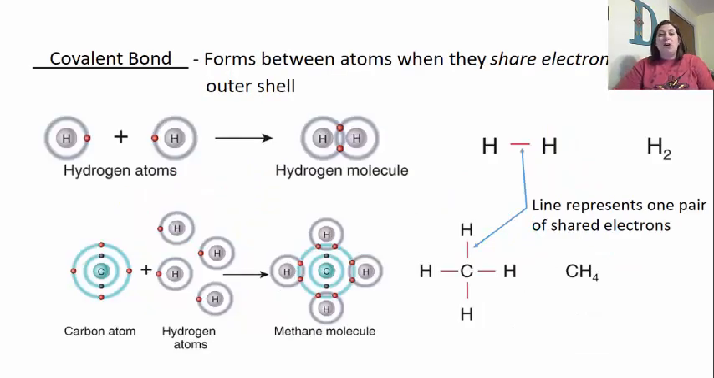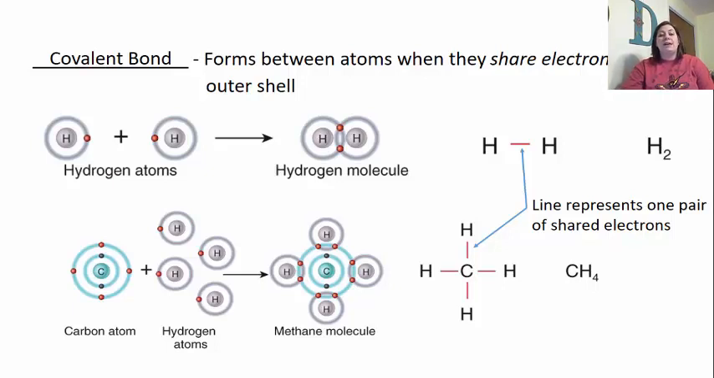On the other hand, covalent bonds are where they don't want to give their electrons away completely. What they want to do is share with another atom. These are going to form between atoms when they share electrons to fill the outer shell. So in this first example here, you see that a hydrogen atom has 1, and they need 2 to be happy. So these 2 hydrogen atoms get together, and they share their electrons. So these 2 electrons go around this hydrogen for a while, and then they go around the other hydrogen for a while, making sure that they're both happy at least part of the time.